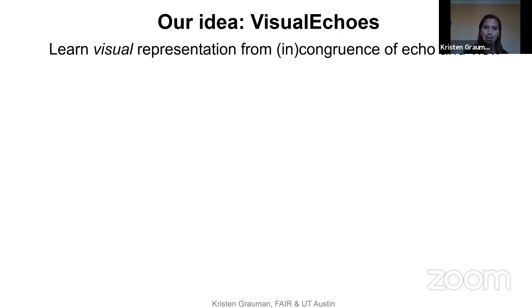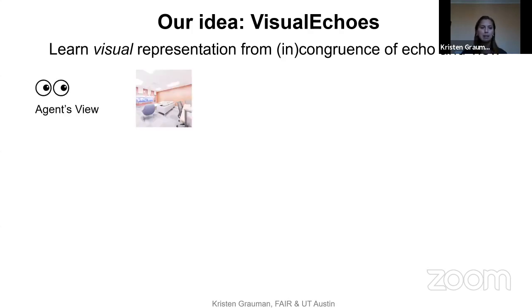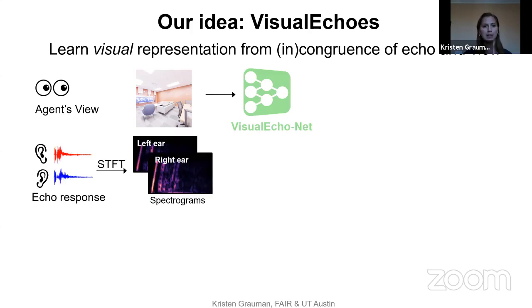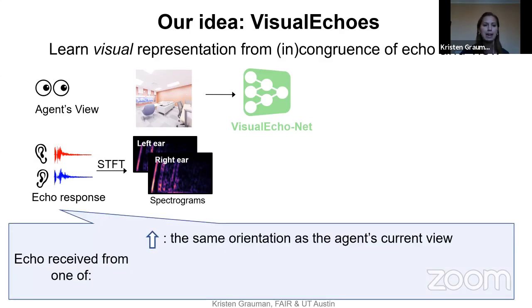Our key idea is to set up a self-supervised task, which is to know the congruence or incongruence between the echo we hear and the view we see. So during training, the agent system will see some egocentric RGB view, and we're going to be training a visual encoder on it, which we'll call VisualEchoNet. It'll also hear these echoes, and from the echoes, we're extracting these spectrograms for the left and right ear. And now here comes the task.